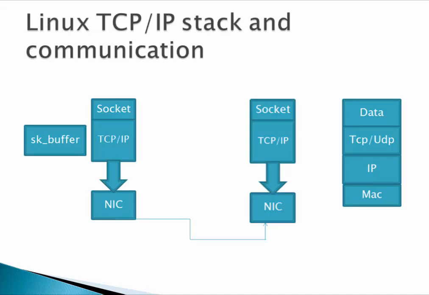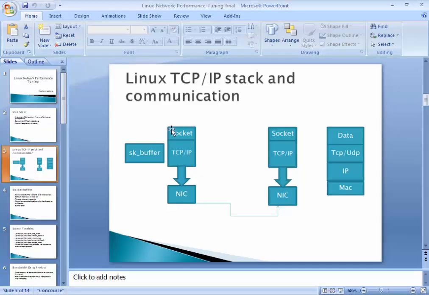Before we dig into the different tuning parameters and components involved, let's first look at how application communication takes place between two applications. For example, I have one application A, and it wants to communicate with application B. How does this entire communication process take place? Let's first look at this.